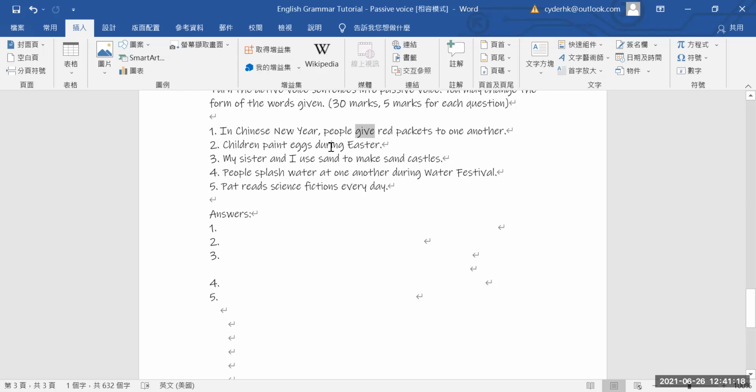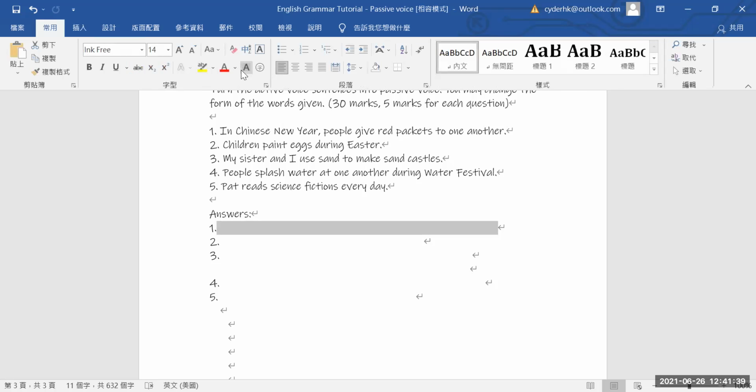Do we have a doer here? People. When we have "people," we don't usually write "by people." So we will not write "by people." We just leave the doer blank. "To one another," we'll add this at the very end of the sentence. So the answer is: in Chinese New Year, red packets are given to one another. Okay, second question.